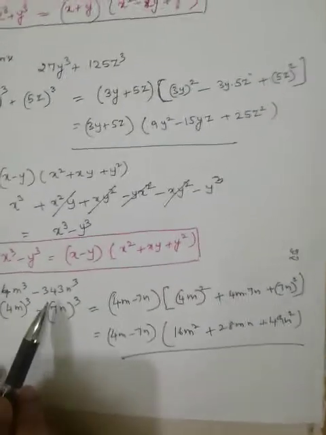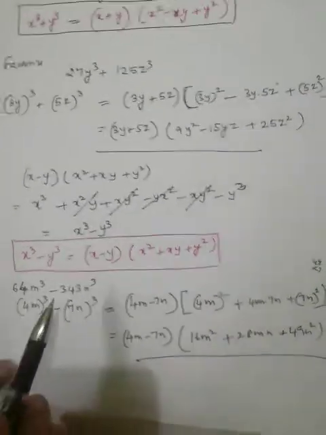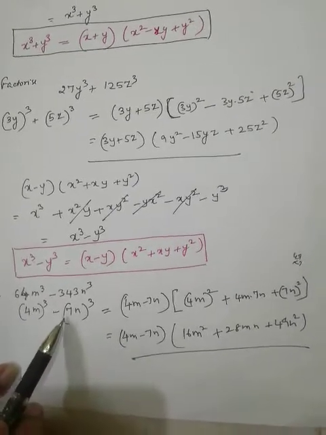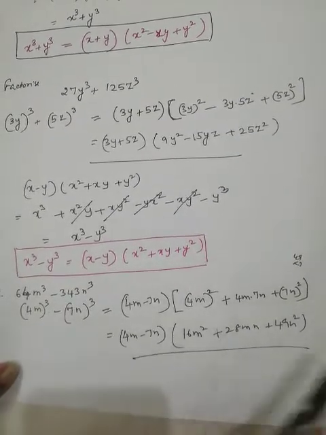So whenever you get the factorization in the form of x cube plus y cube, first you should write it in the form of x cube minus y cube and use the identity directly.